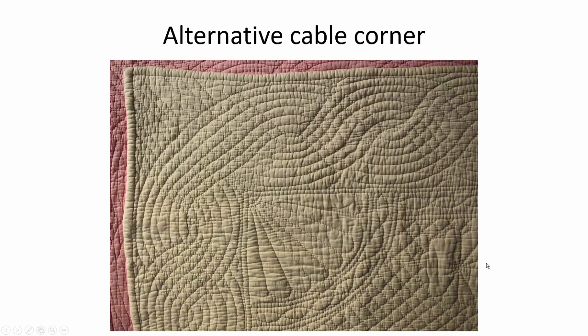This is another cable turning a corner on one of my quilts. Not quite as sophisticated as the last one, more functional really. But again, it's a design where the lines go into the corner, and it could actually be quite easily fudged, this one. If you hadn't quite the spacing you intended, you could have a few less or few more lines and fudge it and make it work.